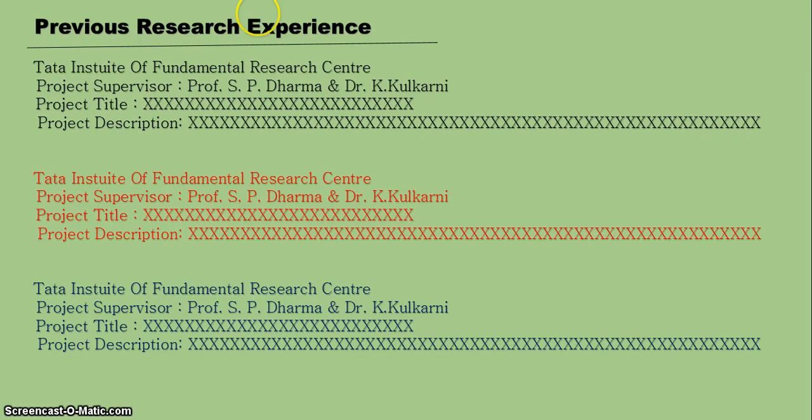So the project title you have to write in a very to-the-point fashion, and then the project description. Then the next is not the same project, but a project you have done at another university. Here the red color indicates that this is another university or another institute. You have done your second research project, and again you have to write the project supervisor, project title, and project description.